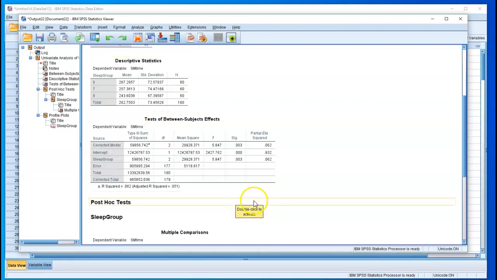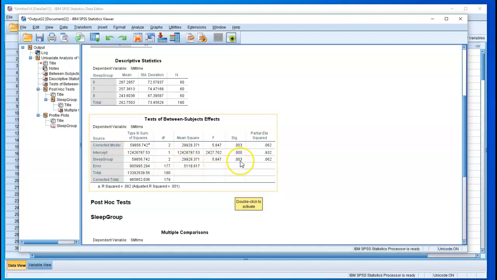Now we can go down and look here at the tests of between-subjects effects. This is our overall ANOVA summary table. And there's a lot of information here that we're not going to report. We're looking at the two sets of degrees of freedom. Here are the sleep group degrees of freedom, the between treatments degrees of freedom, which is 2. And then we have the error, residual or within treatment degrees of freedom, which is 177. So our F is 5.847. It's the one in the same row as our independent variable, which is sleep group, and it has 2 and 177 degrees of freedom.